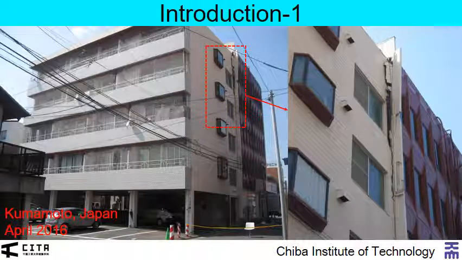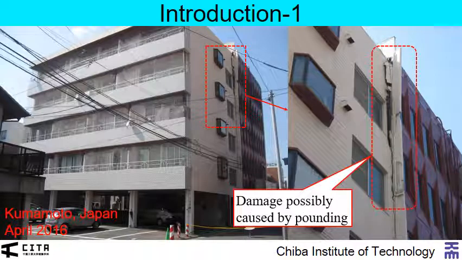Here you see the zoom of the upper stories. You can see this part of the front building is severely damaged. As you see, the non-structural walls at the 4th and 5th stories are severely damaged. These damages are possibly caused by pounding to the adjacent building during the earthquake.